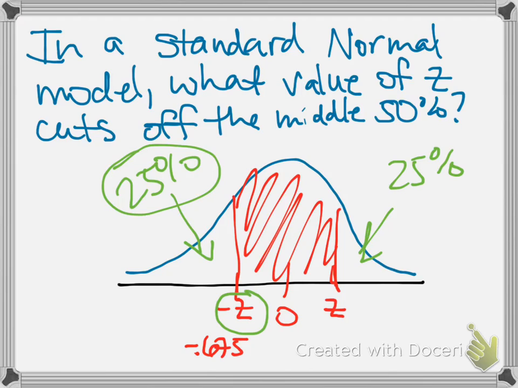Now you probably have realized or have accepted by now that since our standard normal model is symmetric, if we're looking at the middle 50% and one of our z-scores is negative 0.675, the other one had better be positive 0.675. And there are the two z-scores that we were looking for.